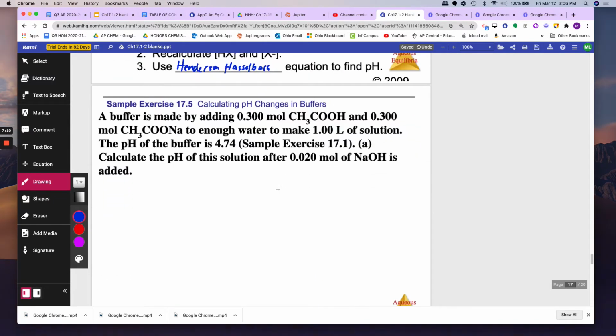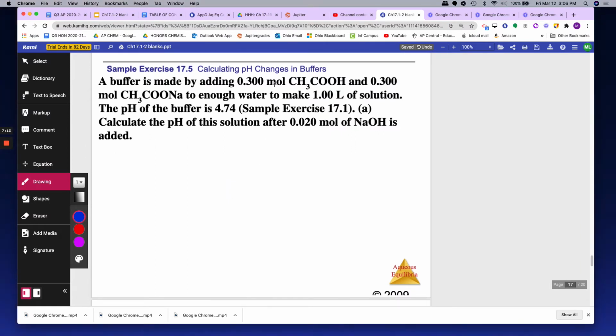Okay, let's try an example. So you have a buffer made by that. I'm going to go ahead and draw what I have in the beaker so I can really understand what's happening. So I have 0.300 moles of CH3COOH and 0.300 moles of CH3COO minus. I'm going to ignore the Na plus again and just put a minus there. Okay, that's what I just wrote down, in enough water to make 1 liter. So it'll be 0.3 molar.